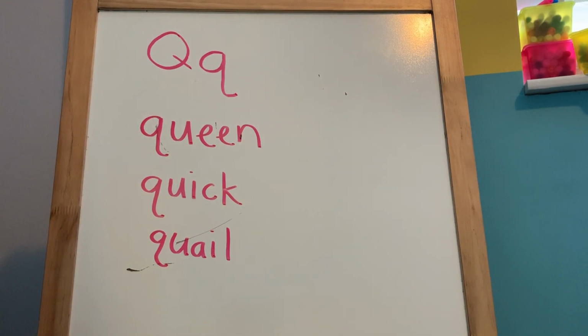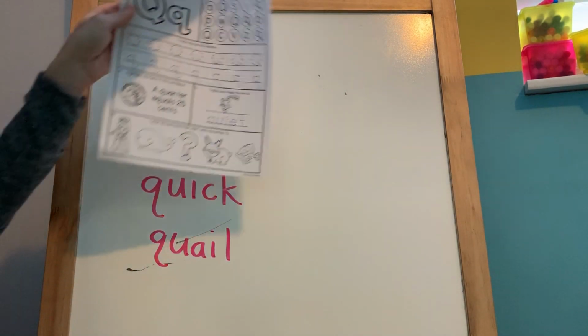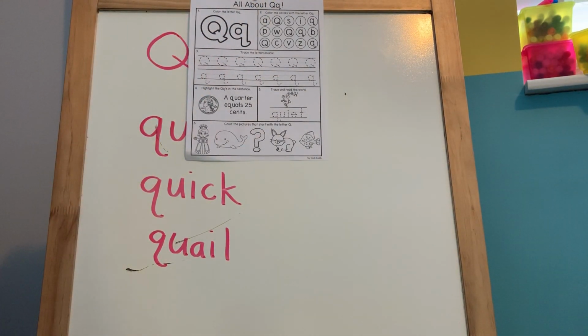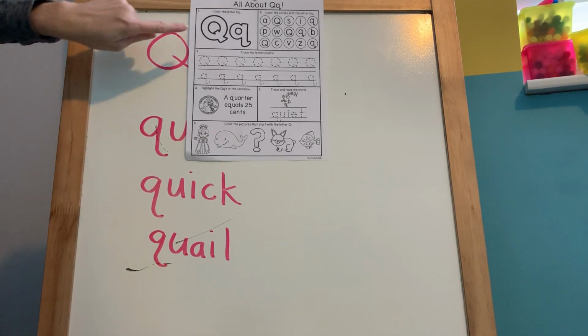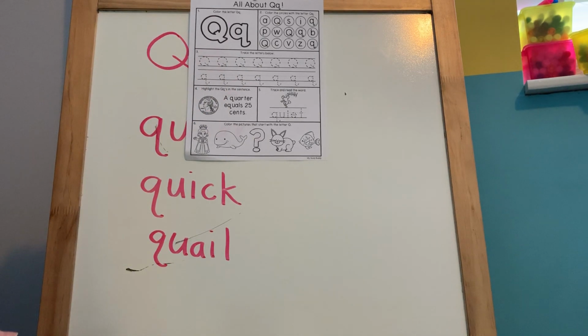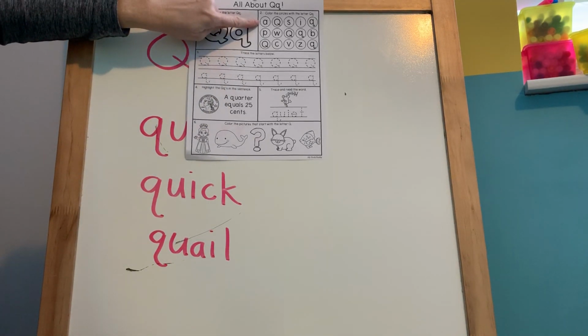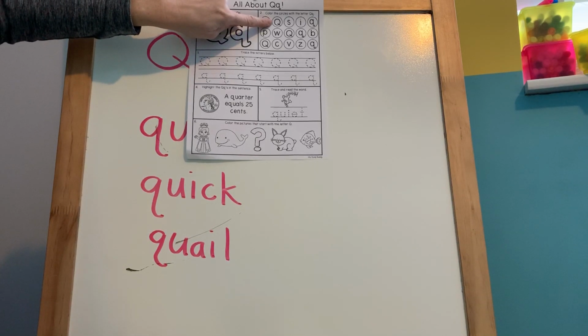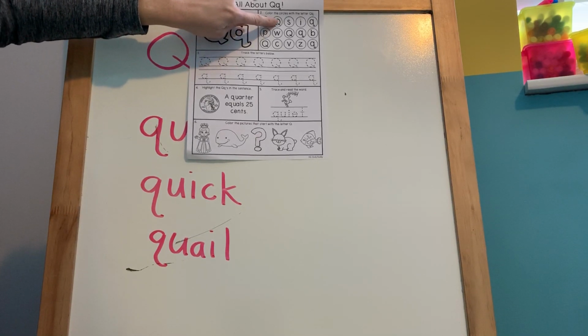Okay, let's take a look at our paper that we have. All right, first thing we always do, write our name at the top. Okay, then we have our capital Q and our lowercase q. Let's take a look at our letters over here. We have A says A. All right, here's one of our Q's. We get to color in that one.